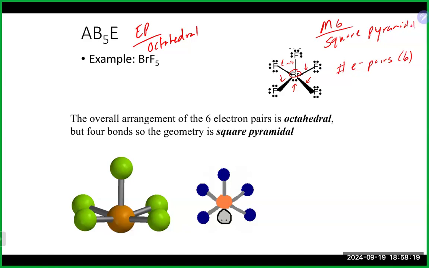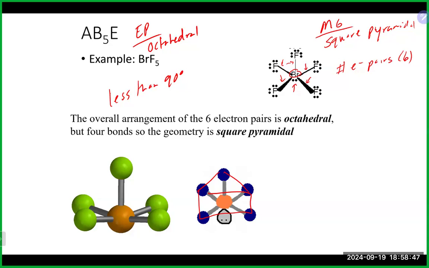And as you can imagine, it makes a square and a pyramid sort of shape as you come down there in 3-dimensional space. Our square pyramid is going to be less than 90 degrees in terms of the bond angle. So 6 electron pairs and 5 bonds gives us a square pyramidal shape.